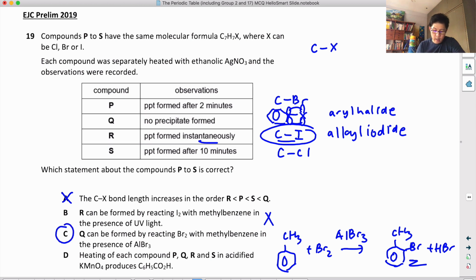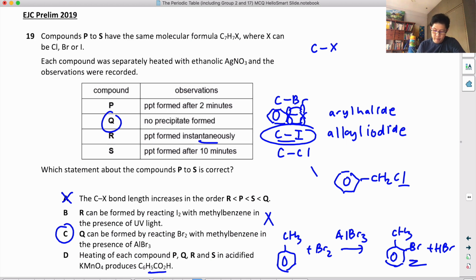All the rest are like, for example, S. The answer would be something like this, CH2Cl, so it's an alkyl halide, but the halogen is not directly attached to the benzene ring. Heating each of the compounds P, Q, R, and S in acidified KMnO4 produces this. That may not be true, because Q is already an aryl halide.